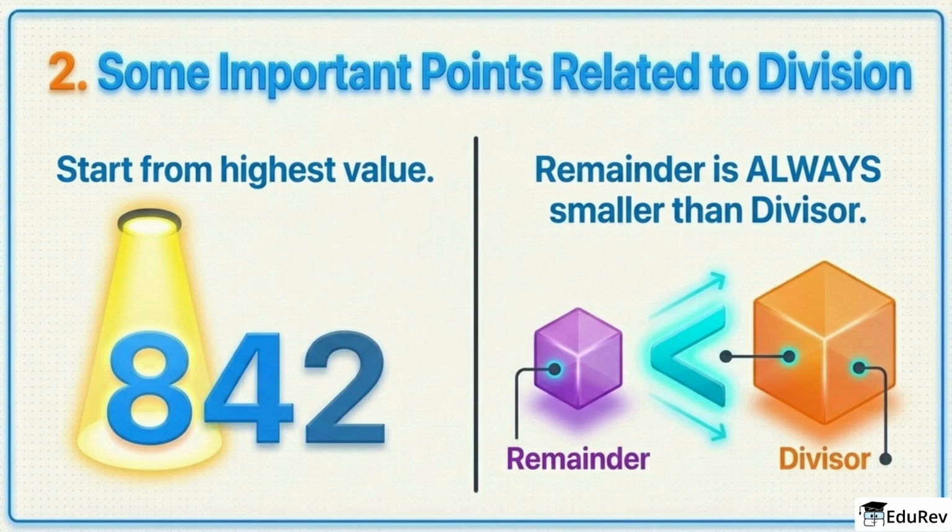There are two very important points to remember in division. First, always start from the highest value. That means begin with the biggest place value on the left. Second, the remainder must always be smaller than the divisor. Here's a trick to be aware of. If the remainder is bigger than the divisor, the division is not finished correctly.